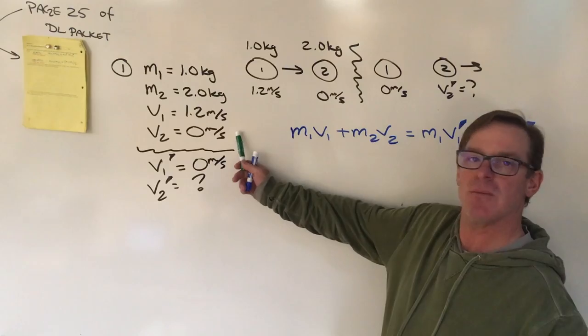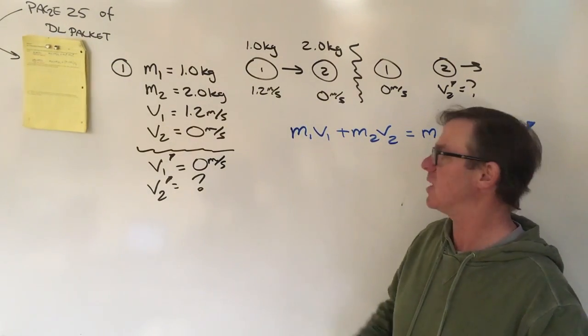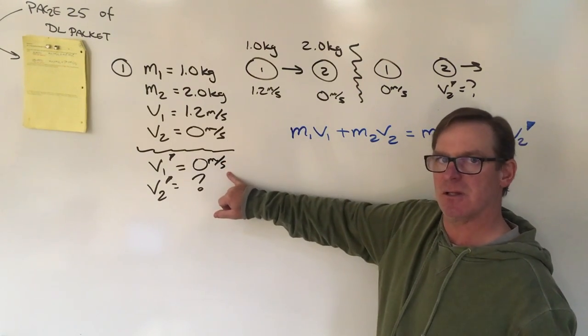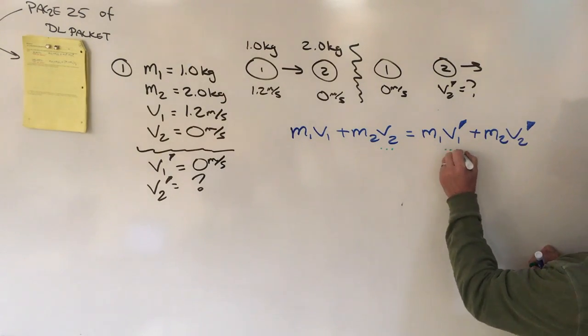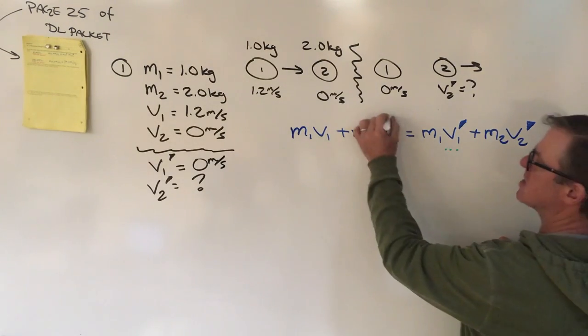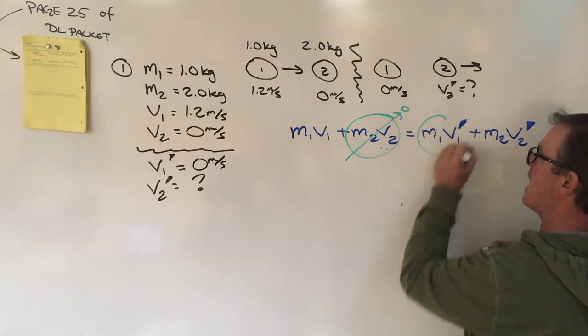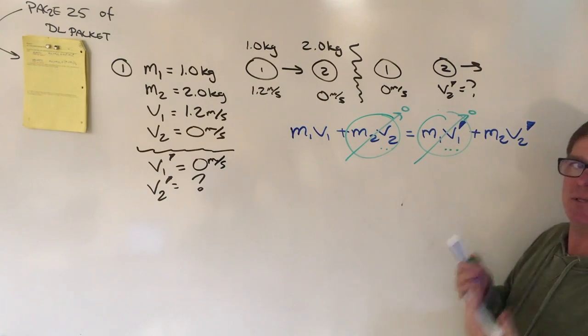As we can see from our list, two of the velocities are 0. The velocity of the second ball to begin with, and then after the collision, the velocity of the first ball is also 0. If this is 0 and this is 0, then the entire term M2 V2 is 0, as is M1 V1 prime, because V1 prime is 0.